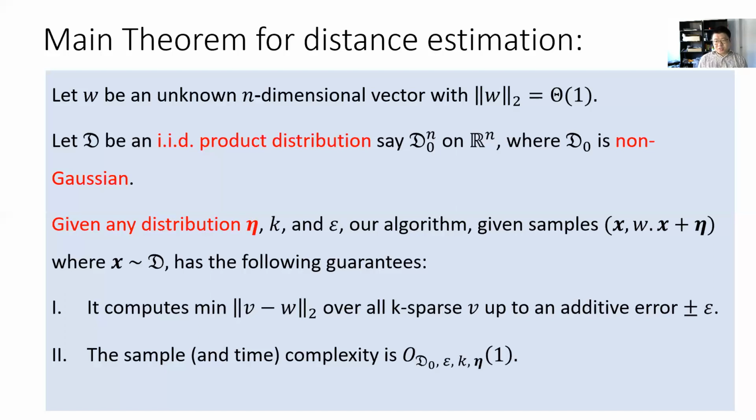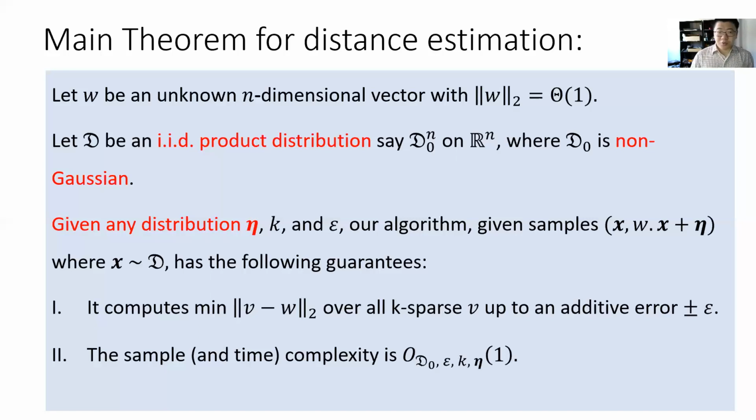So first of all, this algorithm clearly satisfies whether W is k-sparse or far away from k-sparse, because we compute the distance between W and k-sparse vectors. The second thing is that there are three conditions to make our algorithm work. The distribution D generating X has to be ID product. D naught, the entry-wise distribution of D, has to be non-Gaussian. And our algorithm has to know the distribution generating the noise. So these three conditions are shown in the red color.